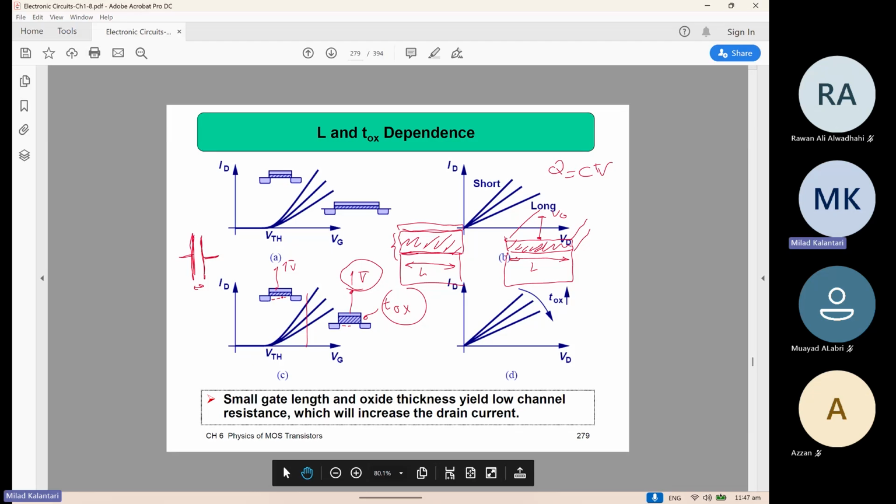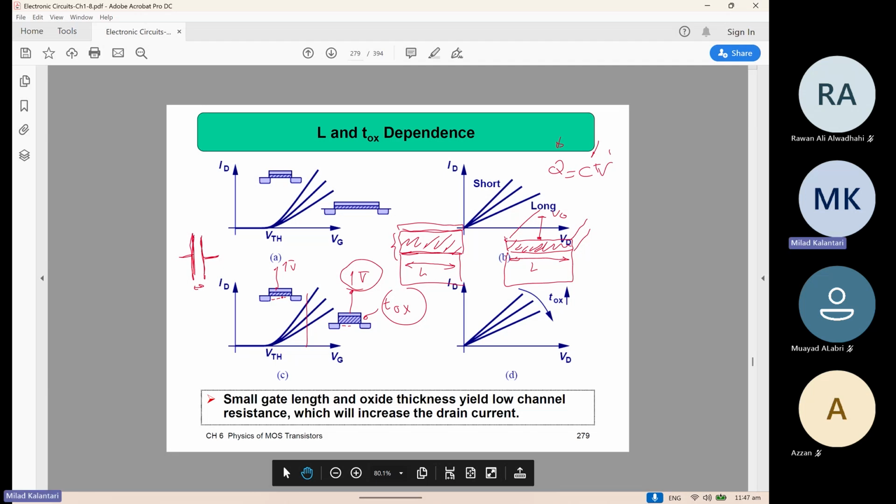The area of the cap is similar. You are just changing the thickness. So the smaller thickness actually increases the cap value, and once the cap increases, with the same voltage you have more charge, right?